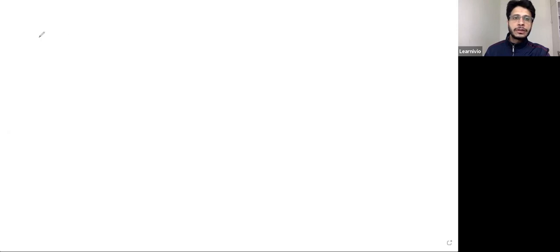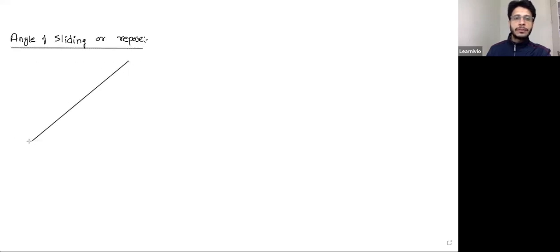Okay, after angle of friction, the next is angle of sliding or angle of repose. For angle of sliding or repose, let's say this is an inclined plane. The angle of inclination is alpha. I placed a body of mass m here.